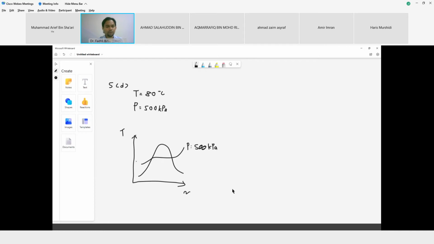So we cannot plot the value yet because we have to know at least one value in order to plot the value of 80 degrees C. So as a reference, you have to determine this one. Get this saturation temperature. Once you know this T sat, then you know where to plot 80 degrees C. Find T sat first.